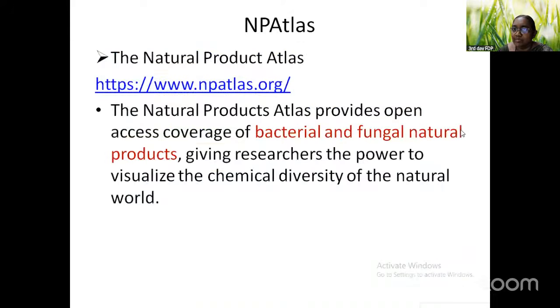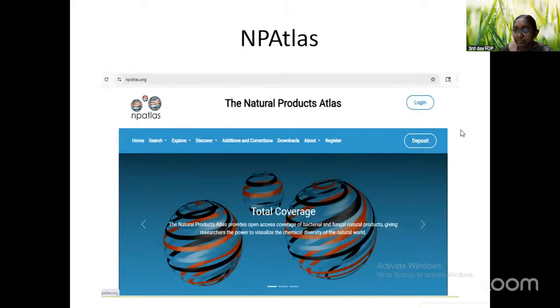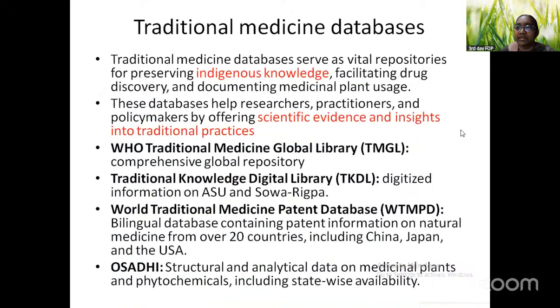So the second one is the NP Atlas. This is the Natural Product Atlas. This is covering the data about bacterial and fungal natural products. So this is the website link. This is the home page of the natural products atlas. So here we can search for the various materials based upon the name of the organism, especially the bacteria or the fungi.